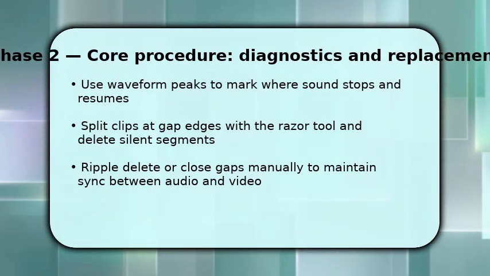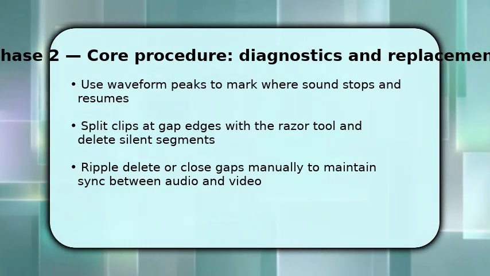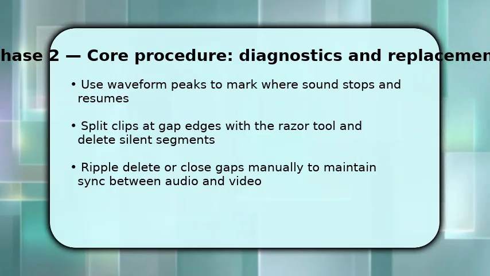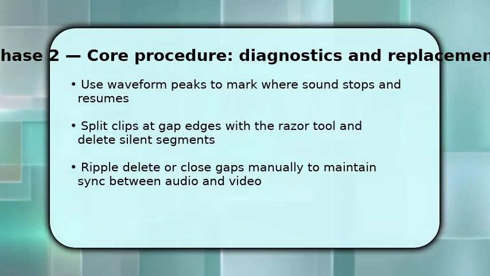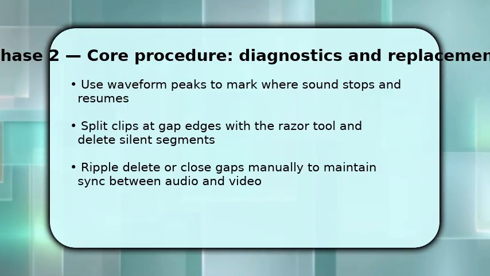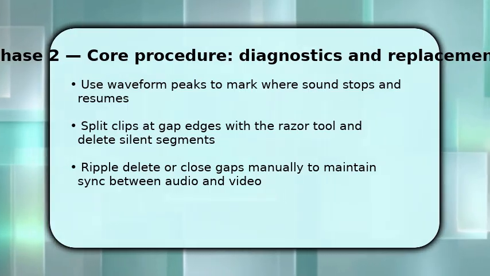You now locate silence by scanning waveforms for flat lines between peaks. Mark both the start and end of each gap. Then, use the razor tool to split at those precise points and delete the silent segment you just isolated.